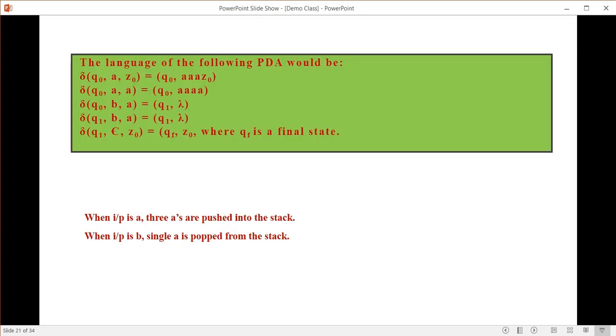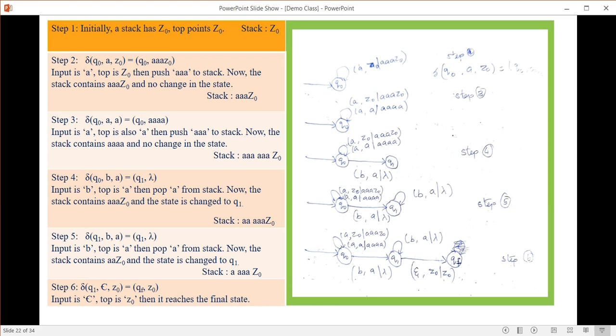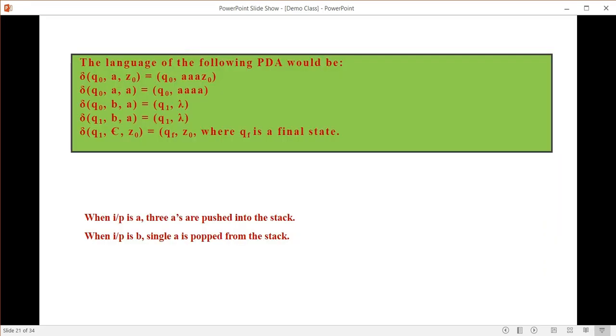So here the problem is: some transition functions are given, and we have to find the language for this. This is the process involved. Okay, first, initially the stack has Z naught. Here some transition functions are given. What this represents is the transition function.